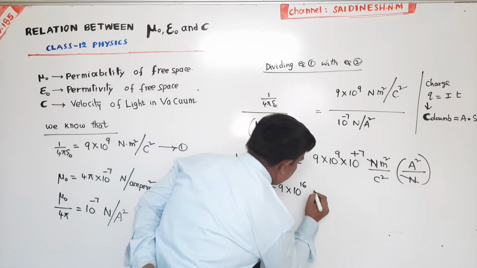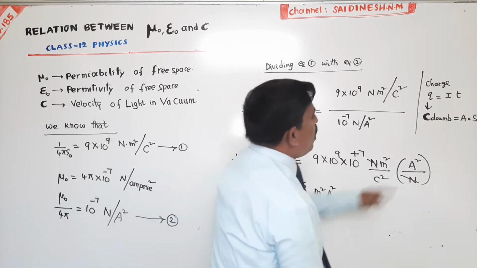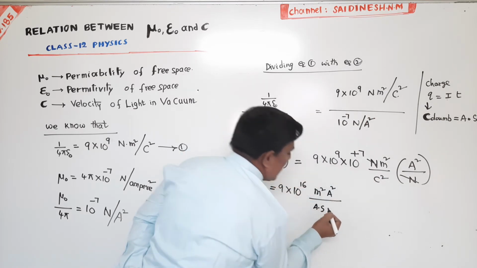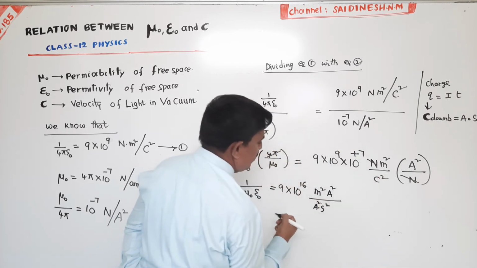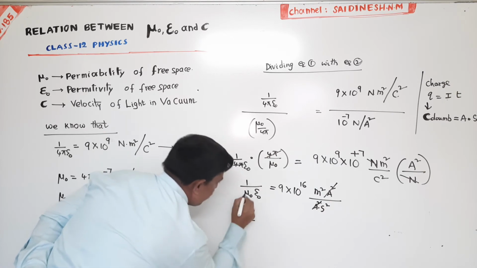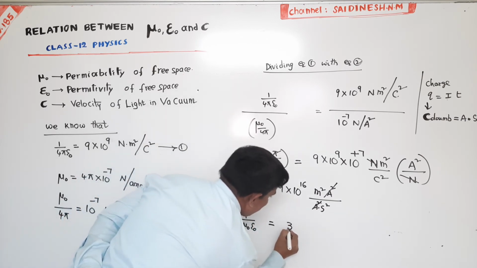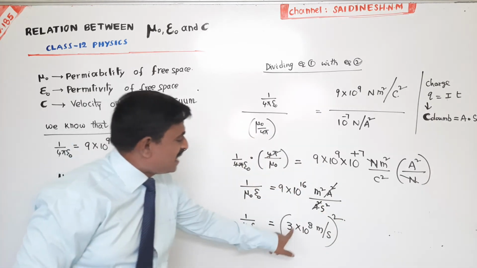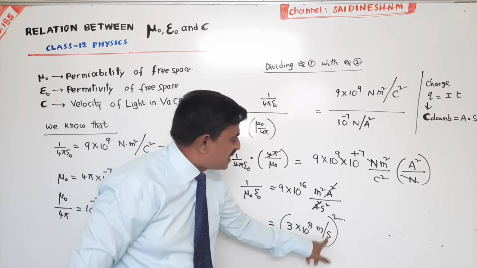Now, meter square, ampere square, I am writing ampere square by coulomb. Coulomb means ampere into second, so coulomb square means ampere into second whole square. Ampere square cancelled. This can be written as 1 by mu naught epsilon naught is equal to 3 into 10 power 8 meter per second whole square. 3 square is 9, and 10 power 8 into 2 is 10 power 16 meter square by second square.